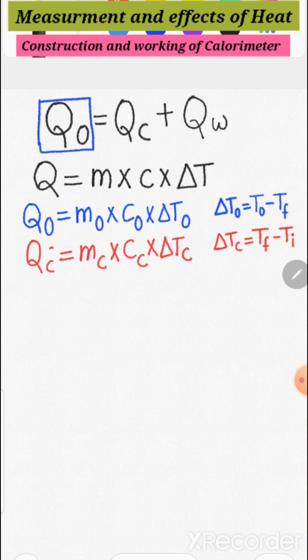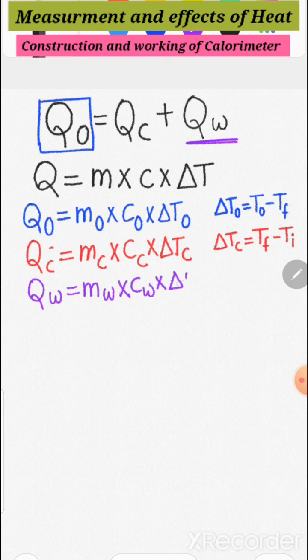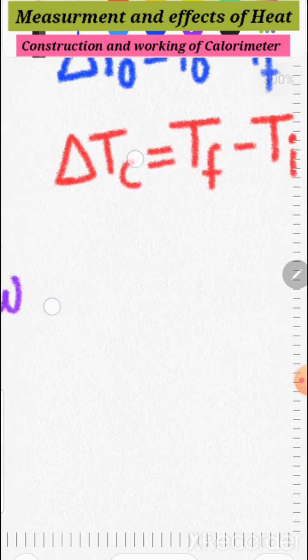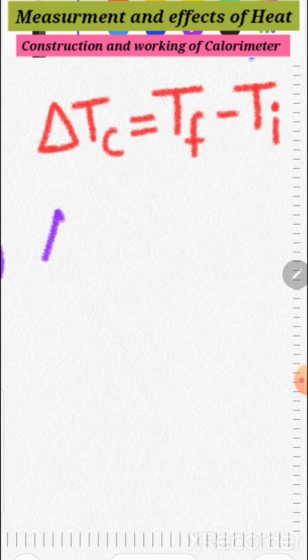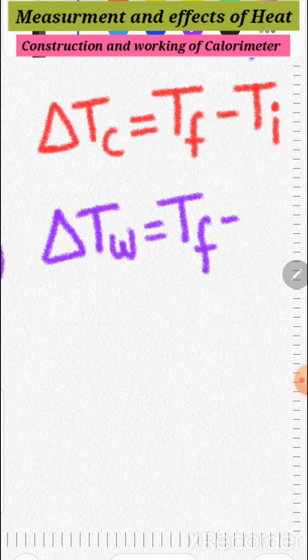Now we have to write for the final one, which is the heat absorbed by water. So the heat absorbed by water will be equal to mass of water into specific heat capacity of water into difference in temperature of water. So here also the difference in temperature of water will be the same as the calorimeter, final minus initial temperature.